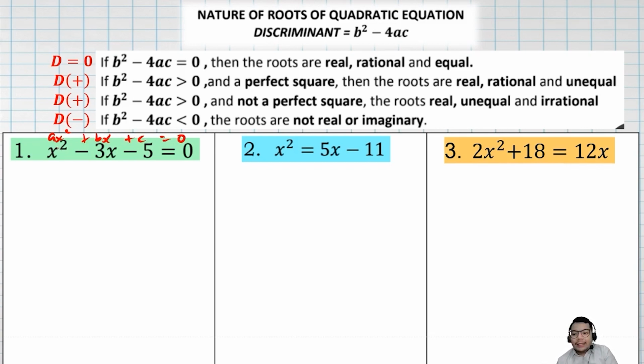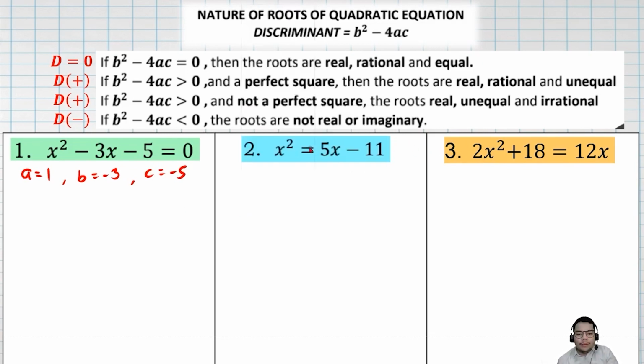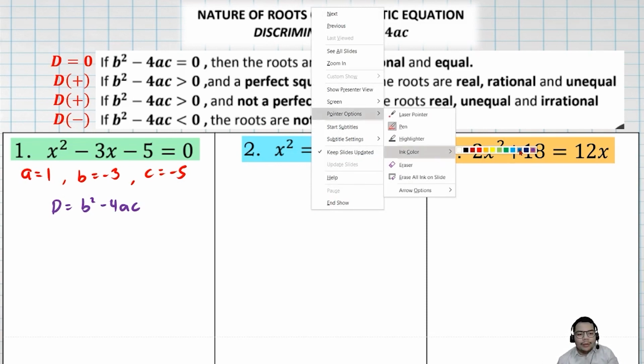In this case, I think it's already in standard form, so we can identify the values of a, b, and c. So a will be equal to 1, b will be equal to negative 3, and c will be equal to negative 5. From that, the next step is to write the discriminant formula: the discriminant is equal to b squared minus 4ac. And from that formula, we just substitute the values of each of them.